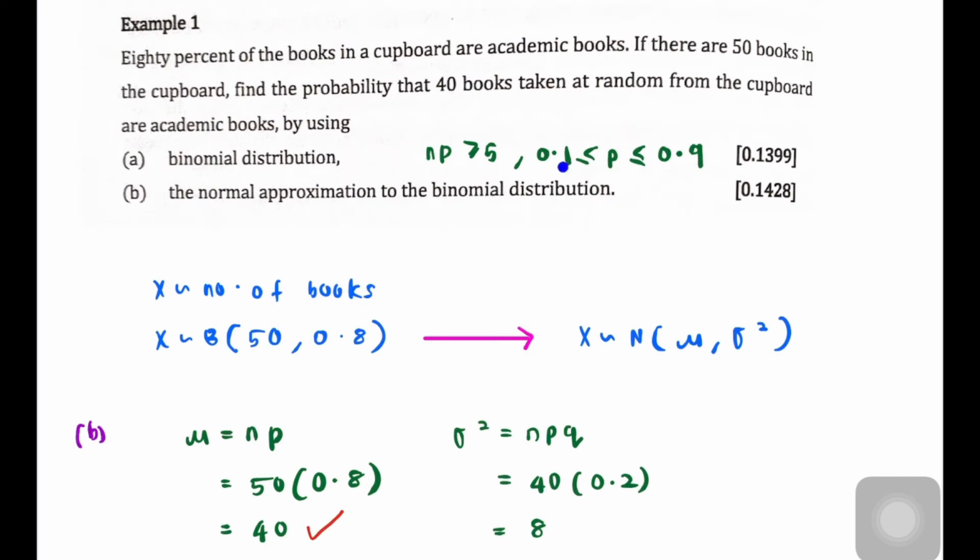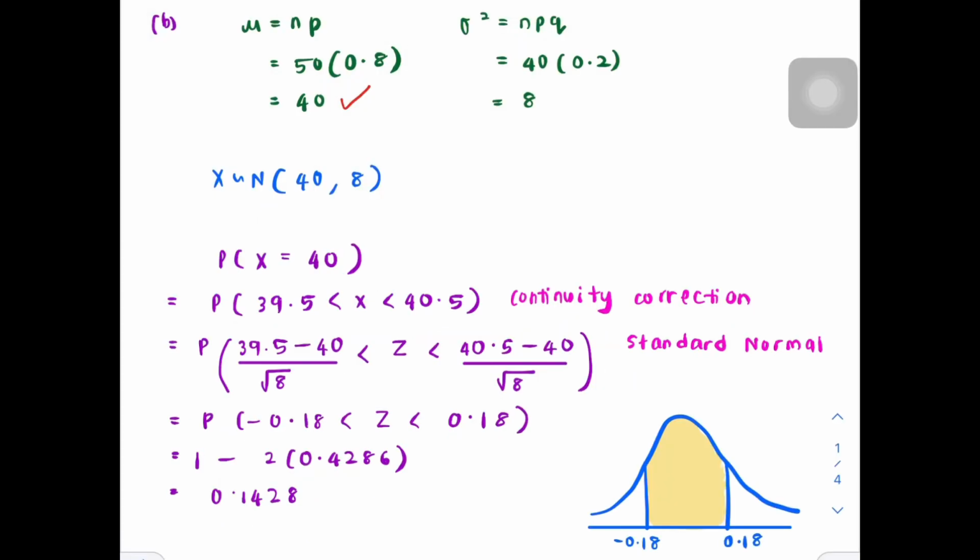And then the second condition, p is in between 0.1 up until 0.9. So your p is 0.8, also satisfied. So both conditions satisfy. Then you can use normal approximation method. In order to use normal, you have to find mu and also variance. So mu is 40 just now, variance is npq. So 40 times 0.2 is 8. Then your normal distribution, the parameters are 40 and also 8. This is mean and then this is the variance.